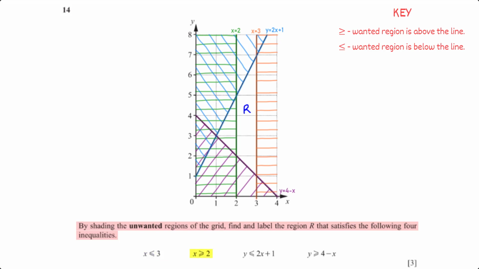For this inequality, the wanted region is above the line x equals 2, so we shade the region below or to the left of the line. For this inequality, the wanted region is below the line y equals 2x plus 1, so we shade the region above the line. For this inequality, the wanted region is above the line y equals 4 minus x, so we shade the region below the line. After shading all the unwanted regions, the region left unshaded satisfies all the inequalities, so we label this region as R.